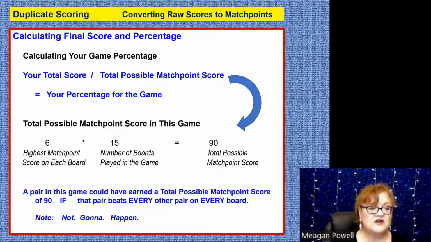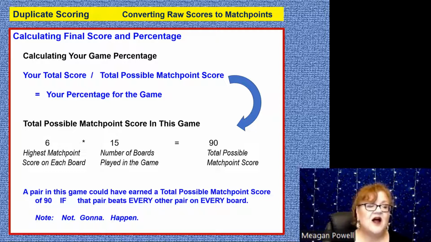So for instance, we said that because we had a seven table game and we could beat six other tables on any given board, the top match point score on any given board was a six, right? We could beat six other tables. So the highest match point score on any given board is a six. There are 15 boards in play. So six times 15, you would get a 90 for the highest possible match point score.